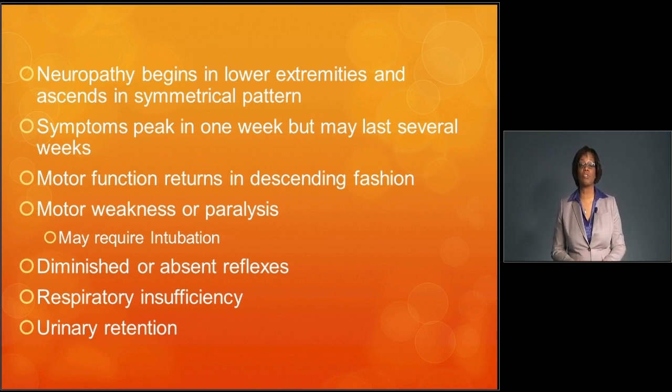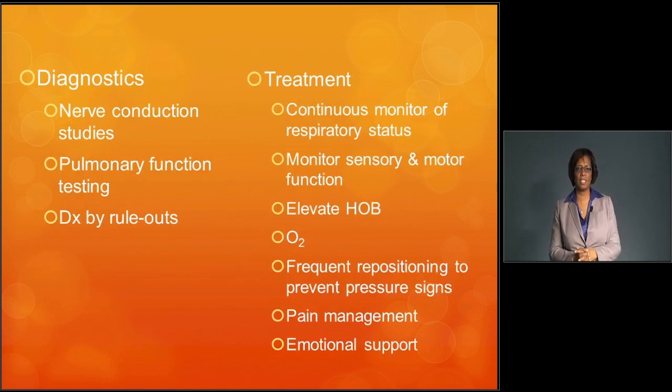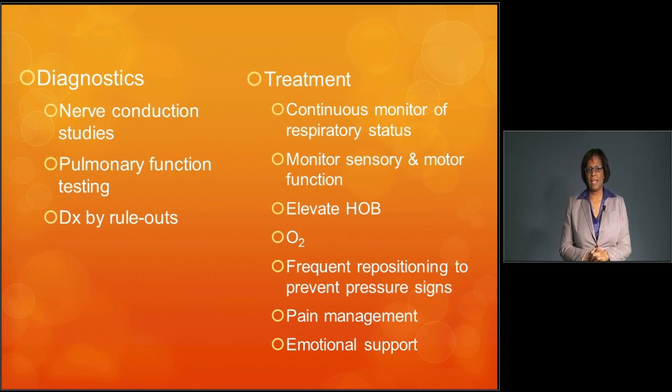The motor function will return in the descending manner that it came. The motor weakness or paralysis can last for a few weeks, and it can progress to their respiratory muscles, resulting in them needing intubation and ventilatory support. So we know they can have respiratory insufficiency, and in addition, they can have urinary retention, as they have some of the autonomic dysfunction symptoms.